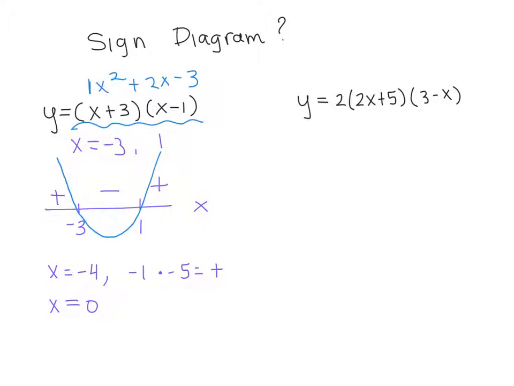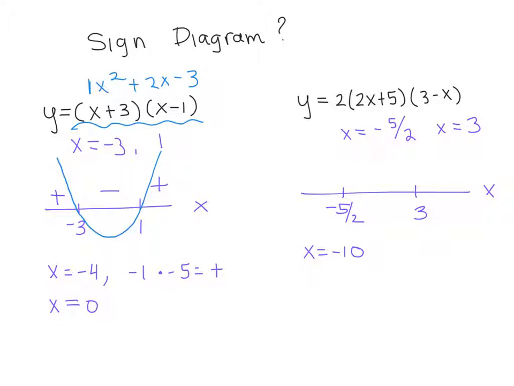Alright, for the problem on the right side, we have the zeros happening at x is equal to negative 5 over 2 and x equals 3. So create a number line of x and then plot negative 5 over 2 and 3. Plug in a number that is smaller than negative 5 over 2, such as x equals negative 10.